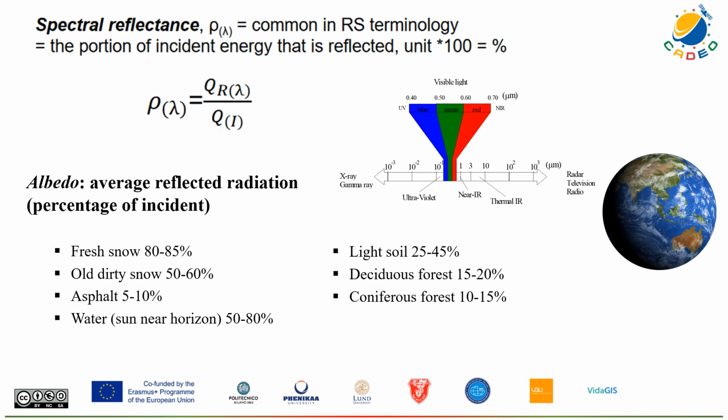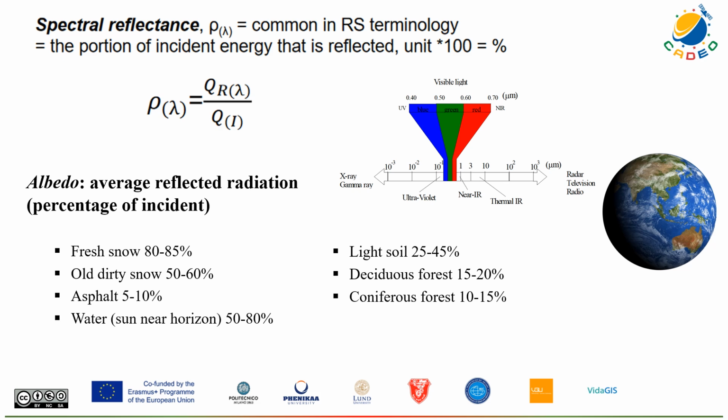And when that electromagnetic radiation meets an object, it will either be reflected or absorbed, or parts of it will be absorbed and some of it will be reflected. And that is something we call the spectral reflectance. We can see that as a percent of how much is reflected based on the incident energy. We call it albedo also.